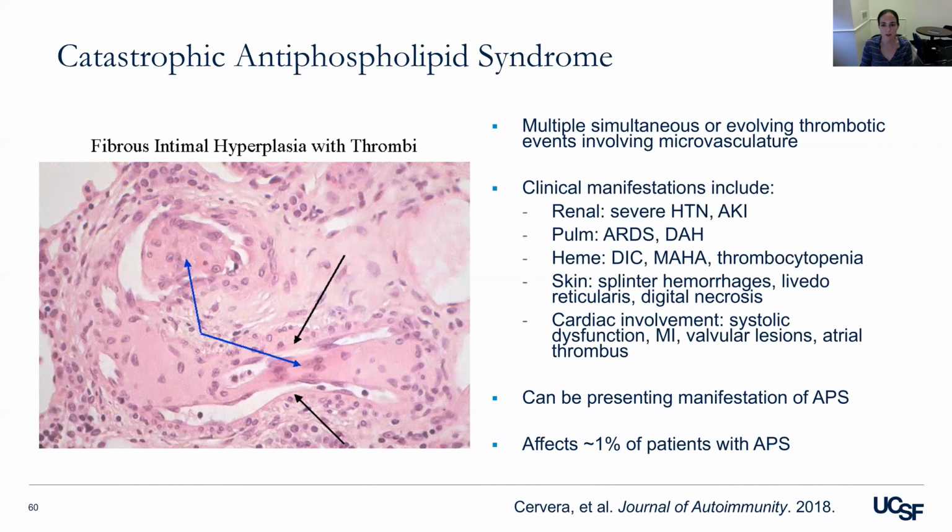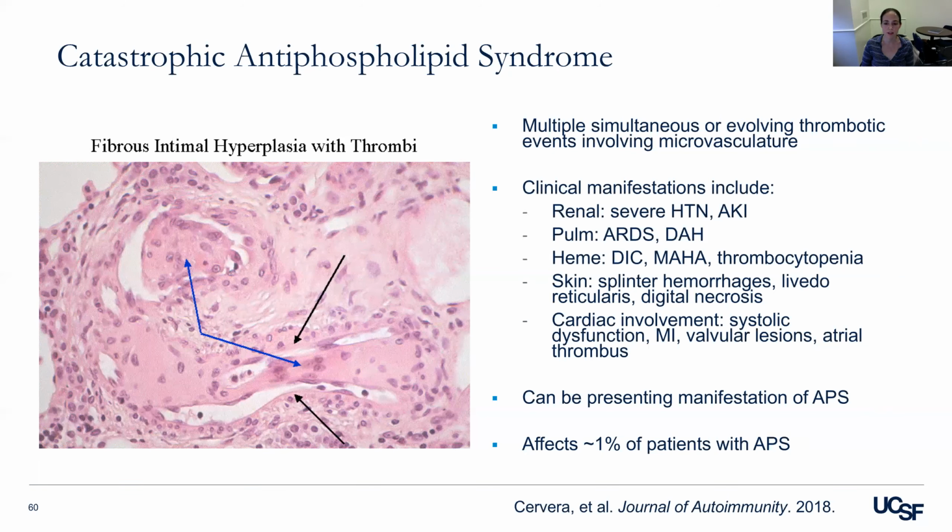With the kidneys, you can see very severe hypertension and acute kidney injury. From the standpoint of the lungs, patients may have ARDS or diffuse alveolar hemorrhage. Hematologically, again, this is a thrombotic microangiopathy, so patients may have microangiopathic hemolytic anemia, thrombocytopenia, or signs of DIC. In terms of cutaneous manifestations, splinter hemorrhages are often seen, livedo reticularis or racemosa, or digital necrosis in very severe cases. Cardiac involvement can occur as well with systolic cardiac dysfunction, myocardial infarction, valvular lesions, or atrial thrombus.